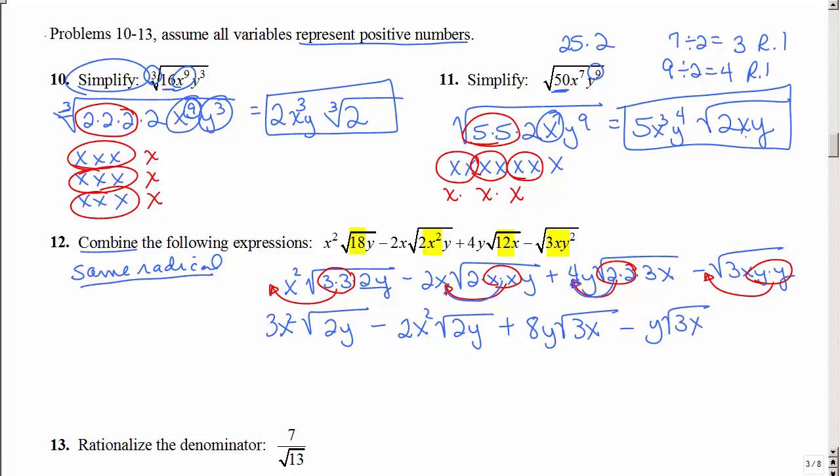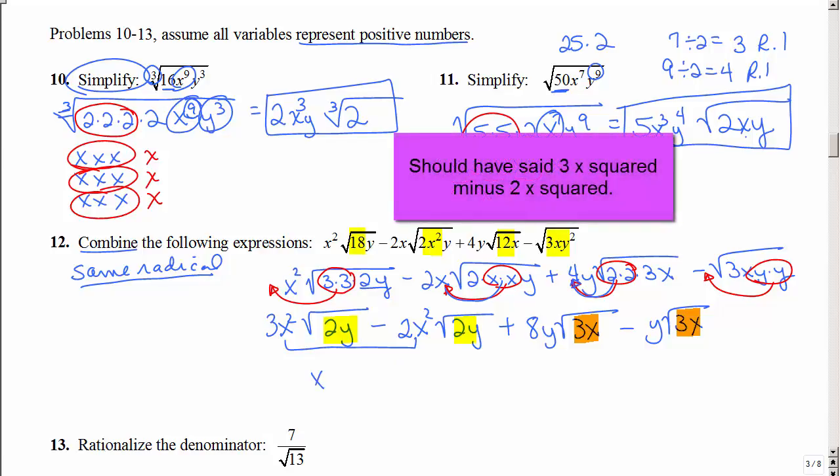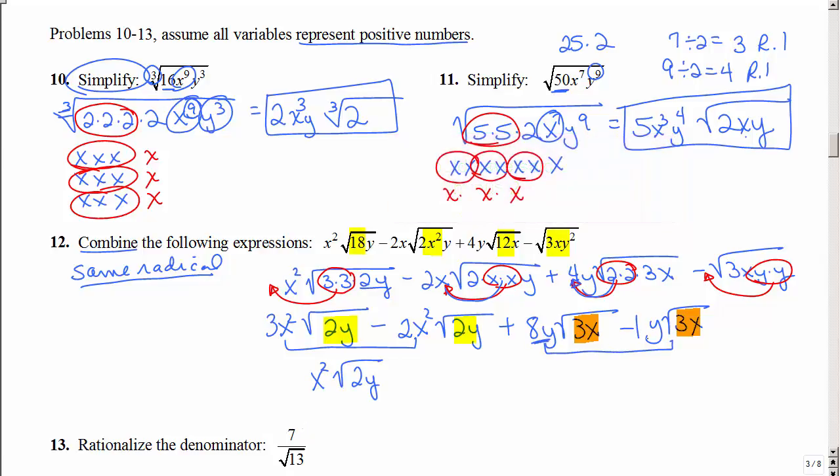So again, I have to be able to have the same radical. Well, those two are the same, and those two are the same. All right, so can I combine those? Well, are the coefficients like terms? Yes, they are. So 3x squared minus 1x squared is x squared, and you keep the radical. I can combine those because the outside parts are also like terms. 8y minus 1y is 7y, and you keep the radical.